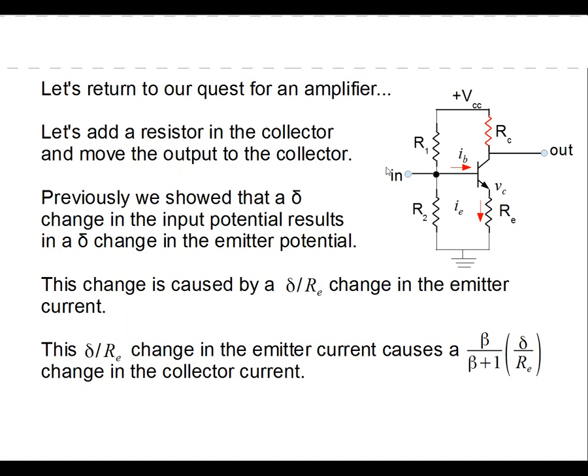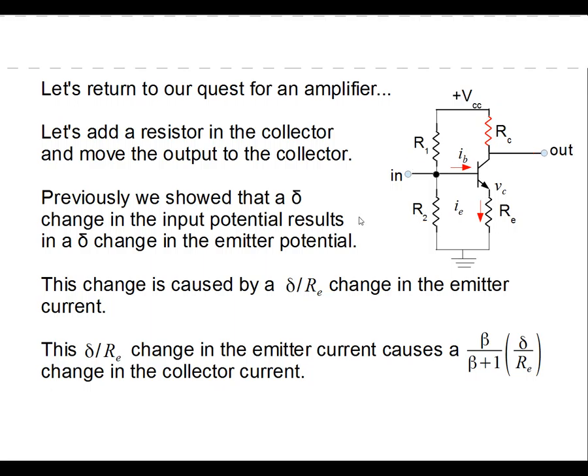Okay, so let's return. Now we know what these R1 and R2 things are about. Now we're going to actually build an amplifier, and we do so by adding this resistor, which is a collector resistor, and by moving the output from the emitter up to the collector, so the output comes out of the collector. Okay, so let's see if we can figure out how this thing would work.